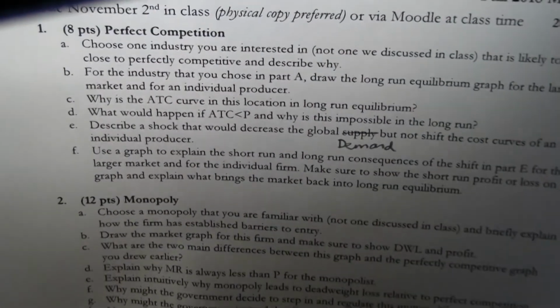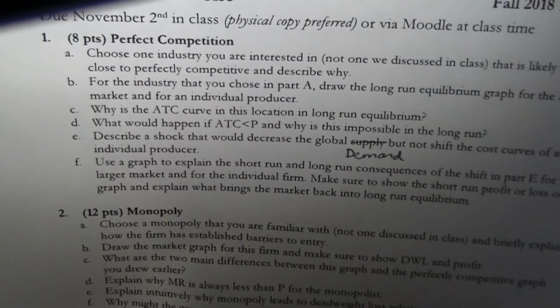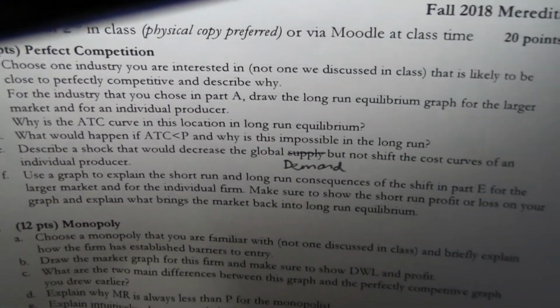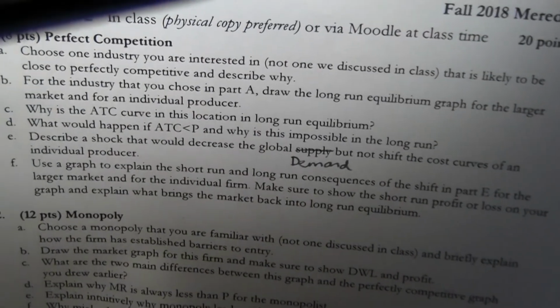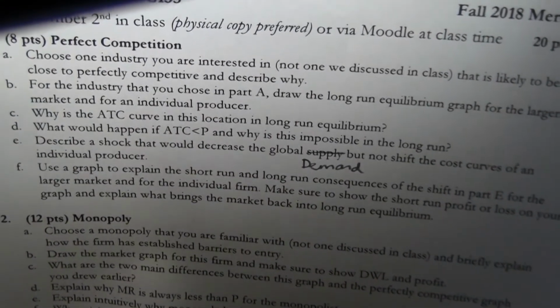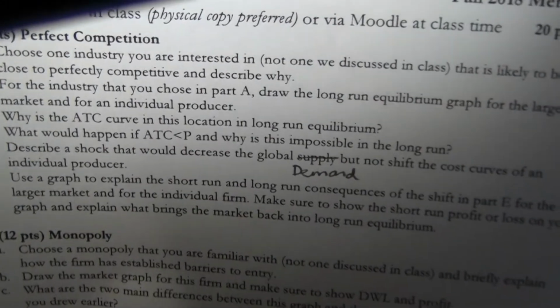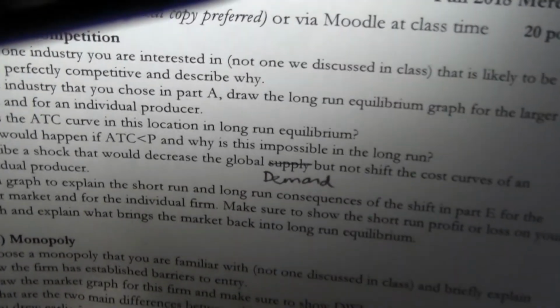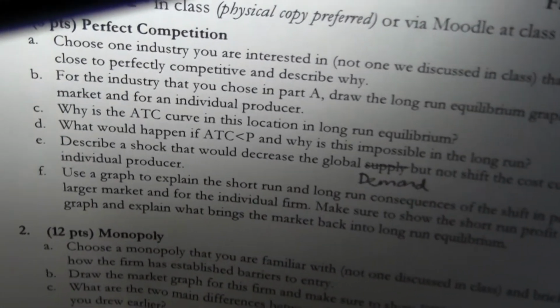So just to reiterate what we're doing, it will be very similar to question E on problem set 6. The only change will be what I've crossed out. Describe a shock that would decrease the global demand but not shift the cost curves of the individual producer.